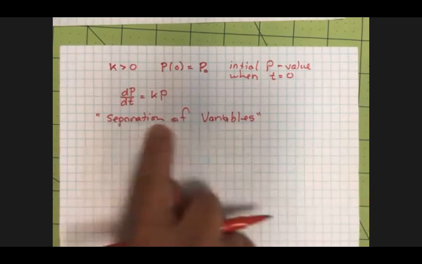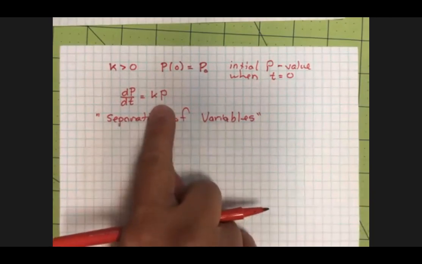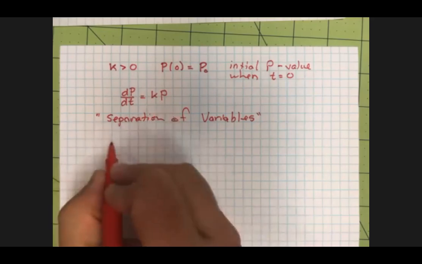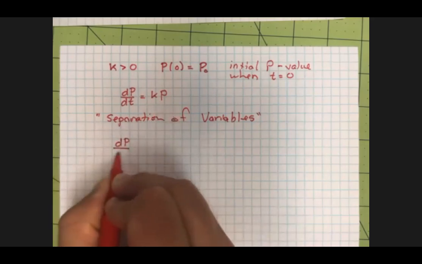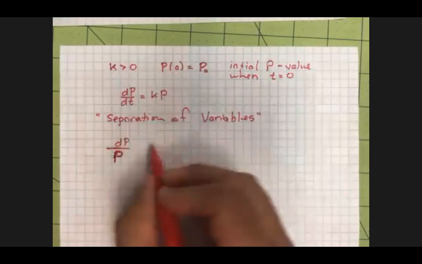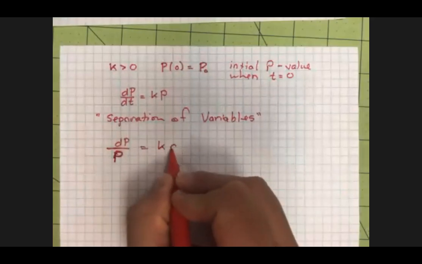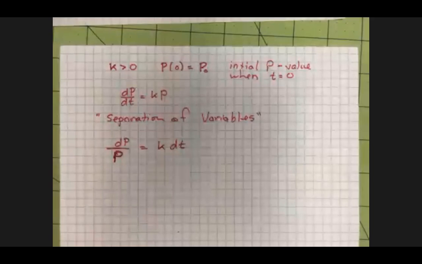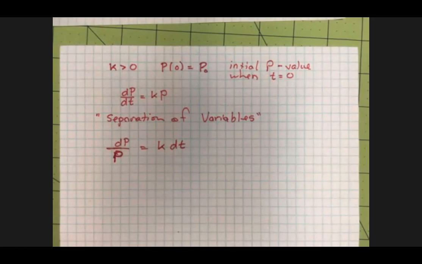Separable, or separation of variables, means you can gather all of the dependent variables on one side of the equation and all of the independent variables on the other. And so I'll do that right now. dP divided by P: I divide both sides by P, and I multiply both sides by dt. I just separated the variables. Remember, this is a very basic example, so don't expect too many fireworks. But interesting things are about to happen.